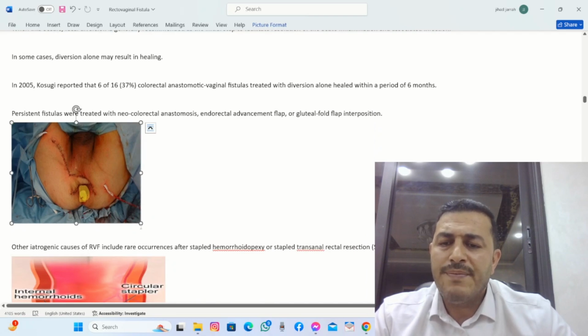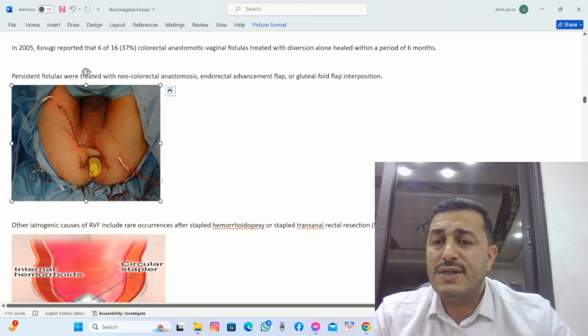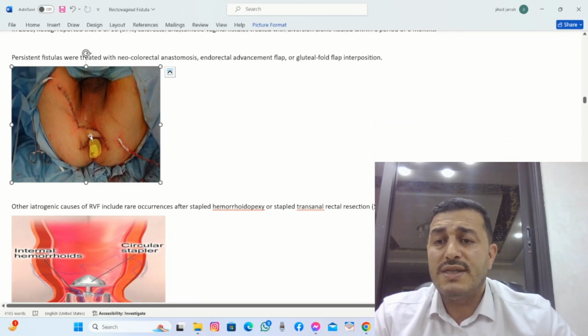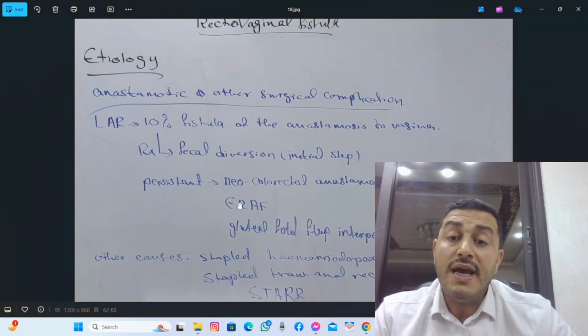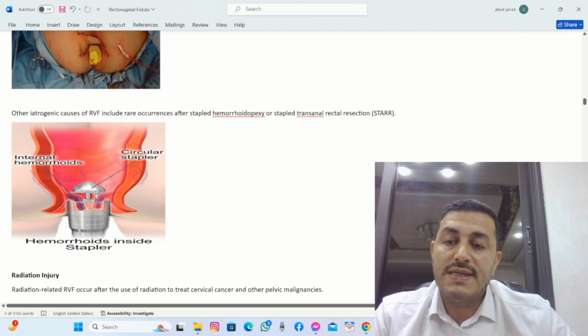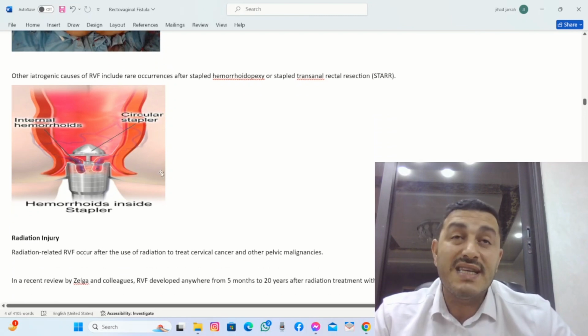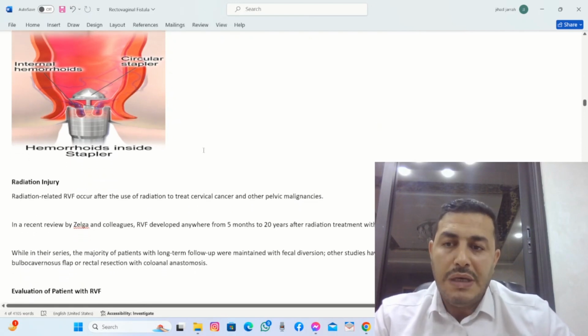This is a picture, and permit me not to use an extremely sensitive picture because I used to publish these videos on my own Facebook page and on YouTube. So this is the gluteal fold flap interposition. Another anal surgery that may cause rectovaginal fistula is the stapled technique for hemorrhoidopexy or rectal resection. This is how we can use a stapler for hemorrhoidopexy or rectal resection.